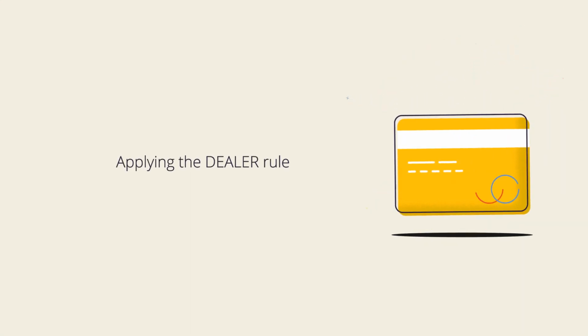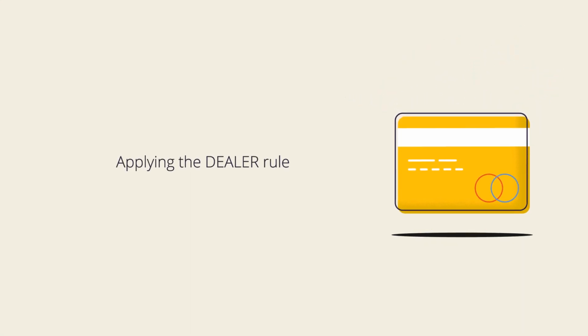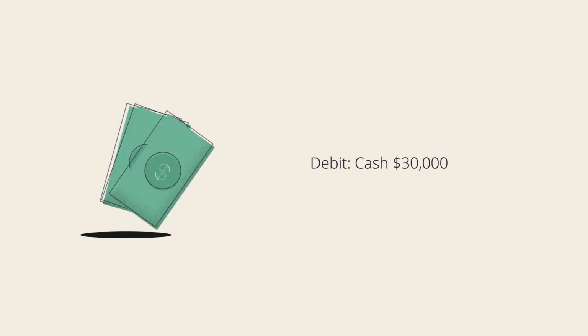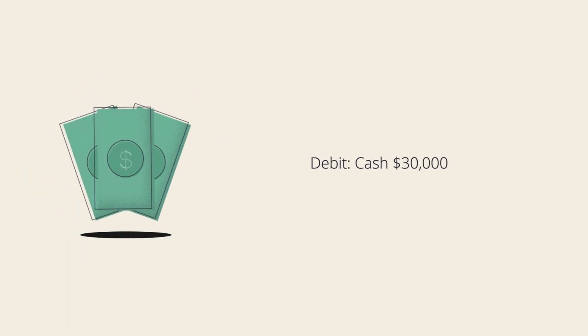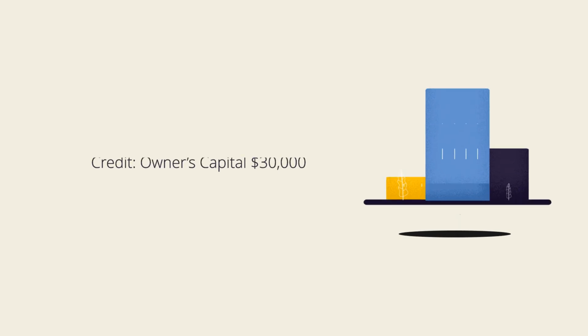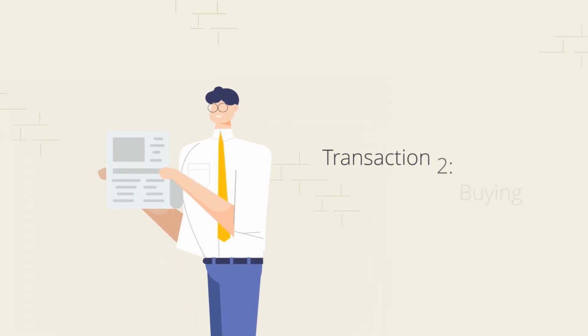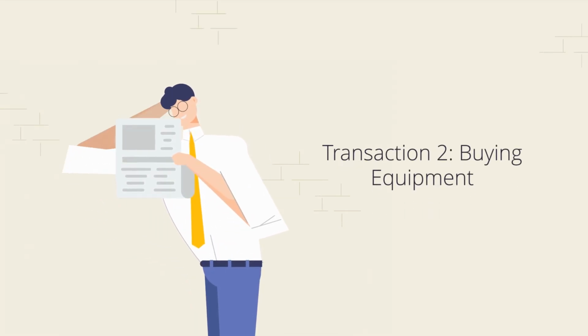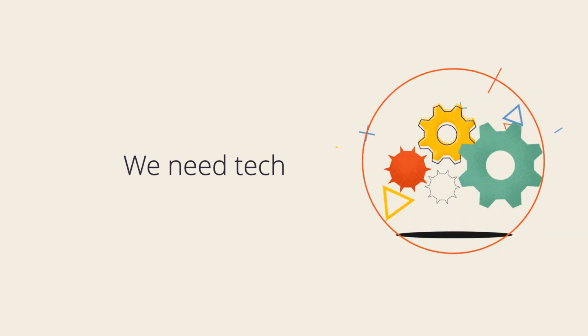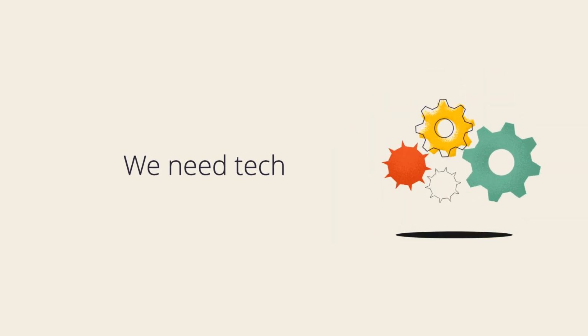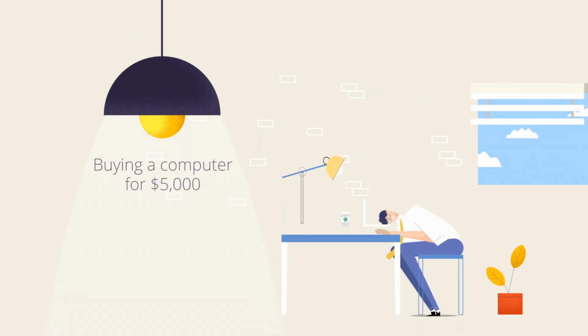Using our DEALER rule, assets increase with a debit and equity increases with a credit. Debit, cash $30,000. Credit, owner's capital $30,000. Transaction 2. Buying equipment on credit. Next, we need tech. We buy a new $5,000 computer and put it on the company credit card.